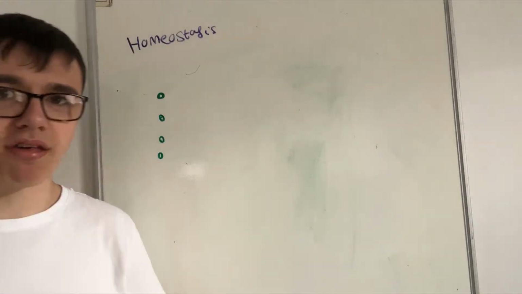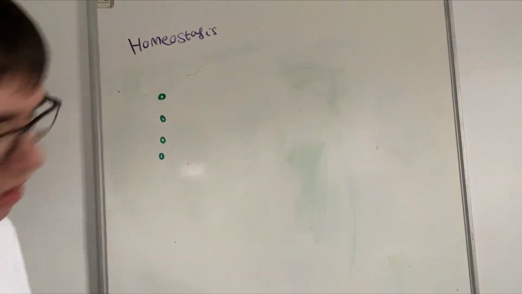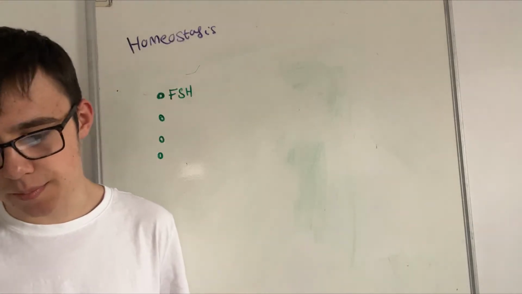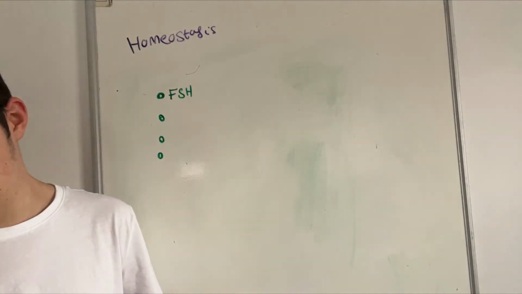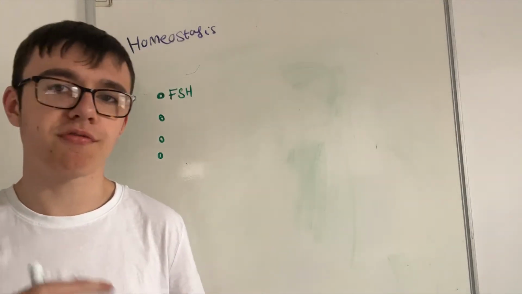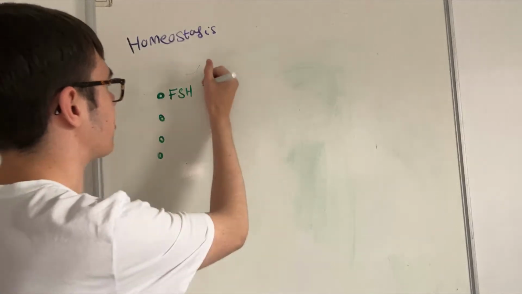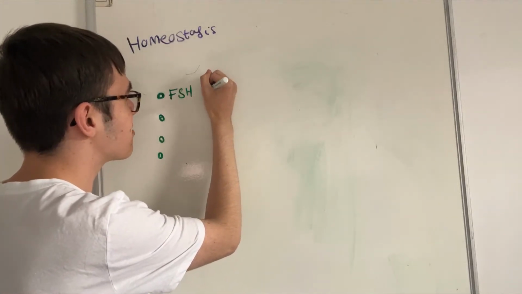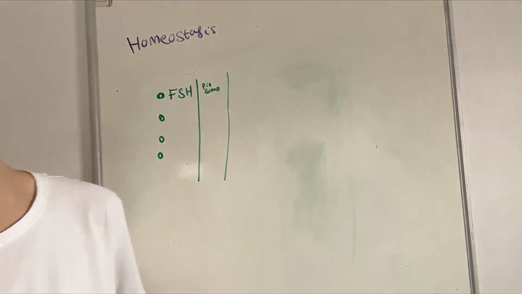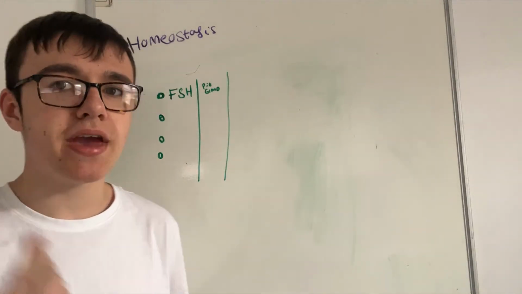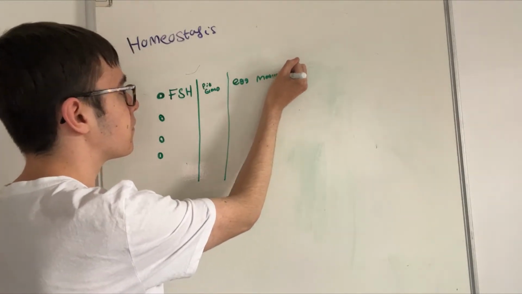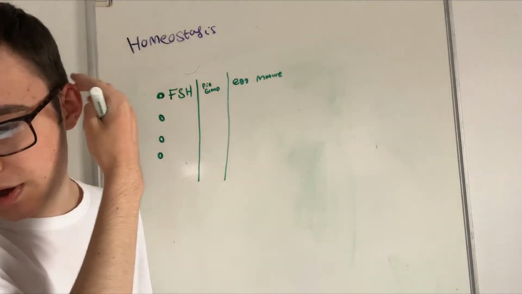So basically you have FSH. I don't know if you need to really know what that stands for, but it's the follicle stimulating hormone. And of course that's sent from the master gland, so I'll just put pituitary gland. We could draw a table, I guess, to visualize this. And it causes the egg to mature in the ovaries.